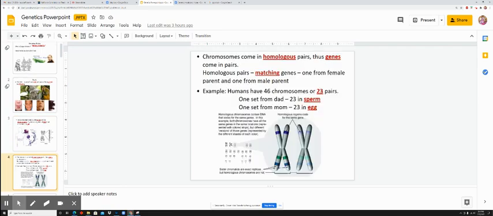Chromosomes come in pairs, pair meaning two, and there's a term called homologous pairs. Homologous refers to chromosomes that are the same shape, the same size, and they contain genes for the same trait. So right here, they are matching genes, one from the female parent and one from the male parent, and normally, humans have 46 chromosomes, 23 pairs, which makes 46.